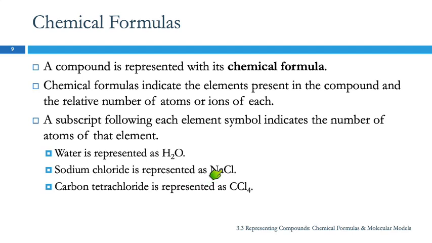Sodium chloride, NaCl, it's a 1-to-1 ratio of sodium and chlorine. CCl4, this would have 1 carbon and 4 chlorines. Sometimes this can be mistaken for carbon-carbon iodine, but we would never write carbon and carbon right next to each other like that. If there were 2 carbons, it would be C2.